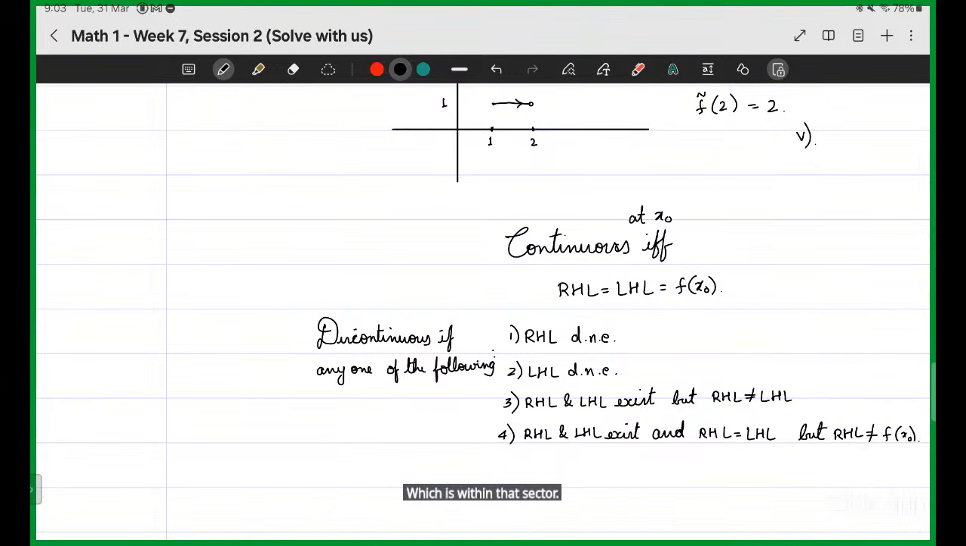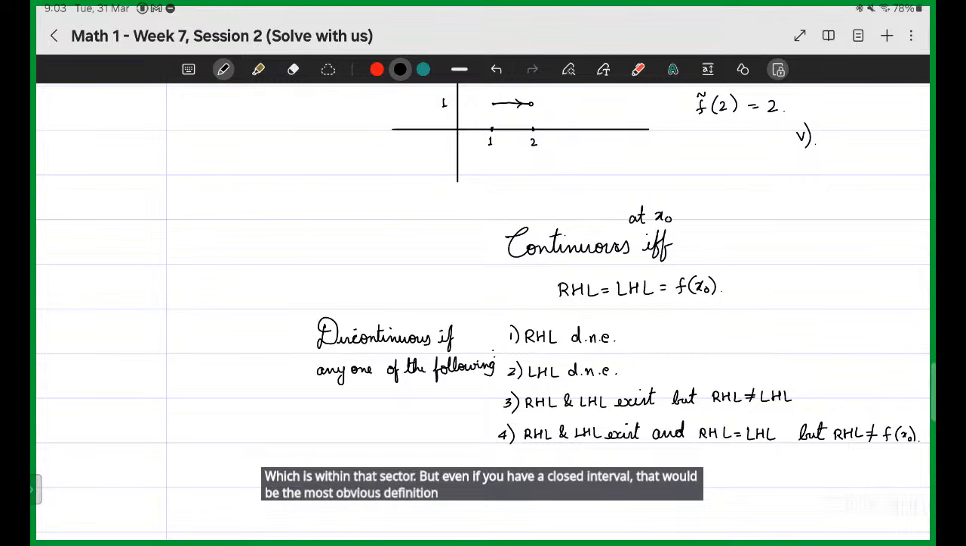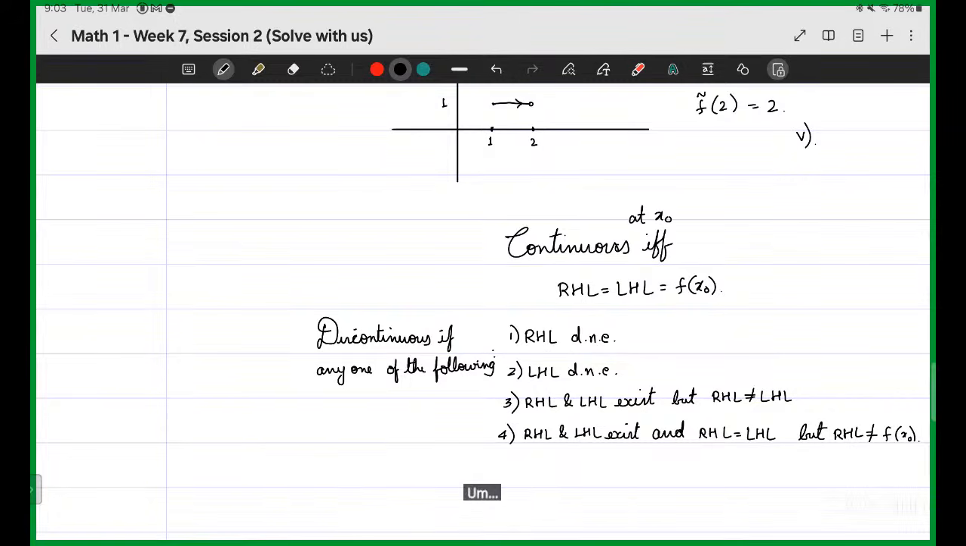Okay, sir. But even if you have a closed interval, that would be the most obvious definition, right? You can approach it only from one direction. So you'll make sure that the function value is equal to the limiting value from the only direction that you can approach it from.